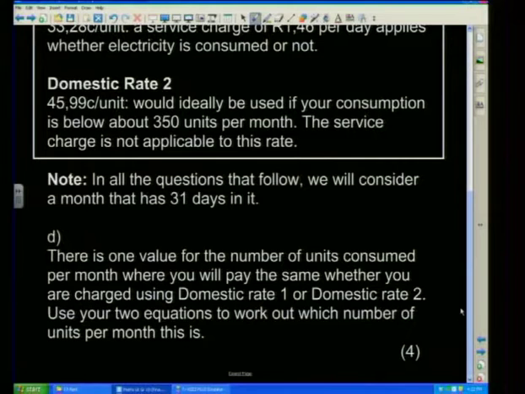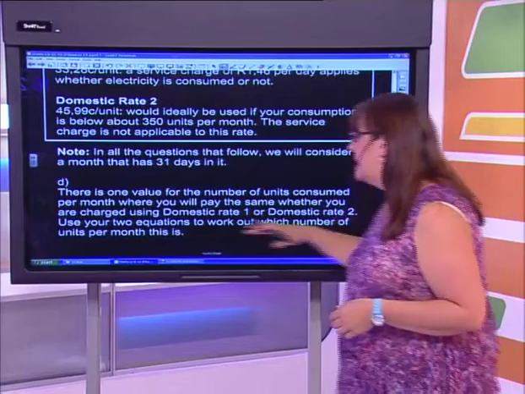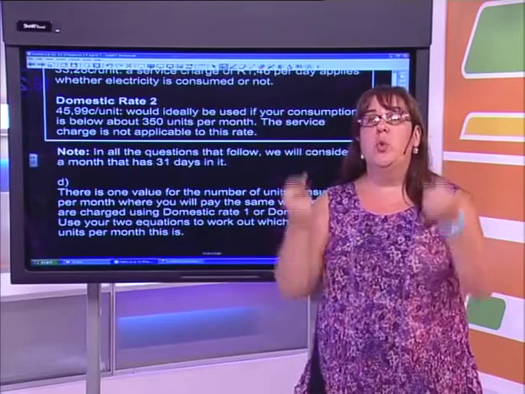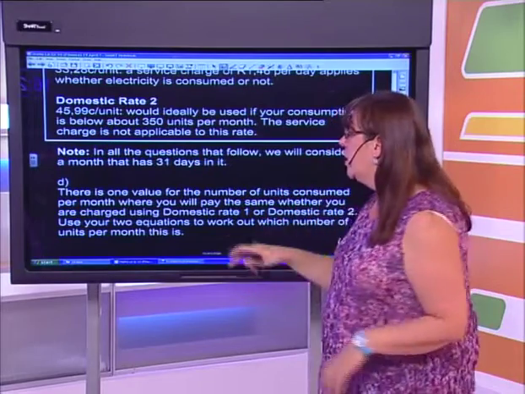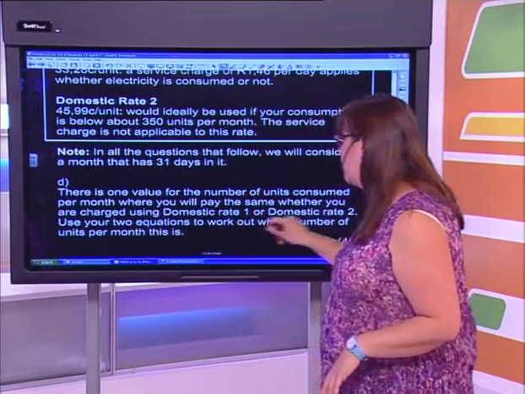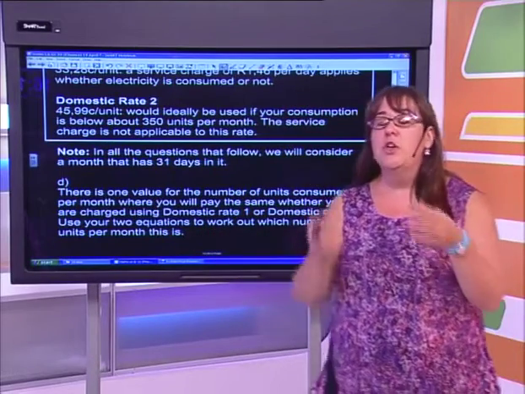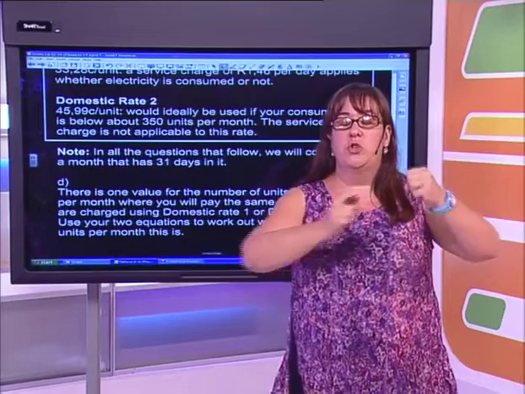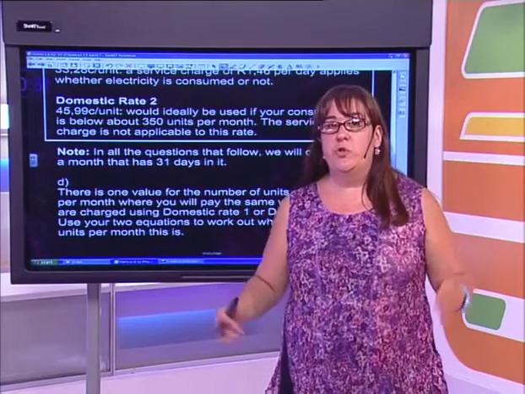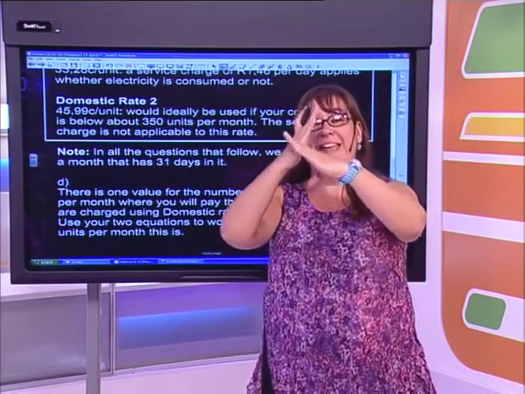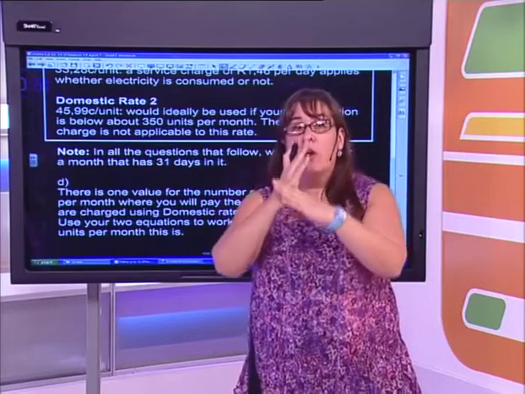There is one value for the number of units consumed per month where you will pay the same, whether you are charged using the domestic rate 1 or the domestic rate 2. This is the amount where the two are equal. So they want us to use the two equations to work out how many units it is per month. So it is the place where the two equations are equal. If we were drawing a graph, it would be the place where the graph intersects, where they cross each other.